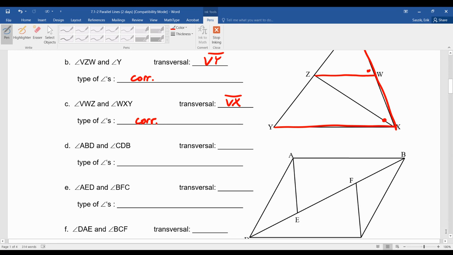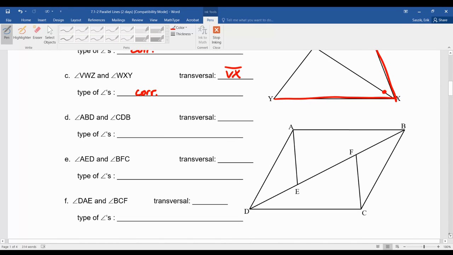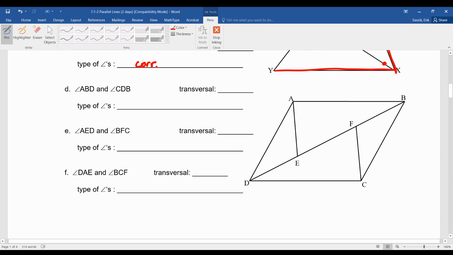Let's go down to the bottom diagram. You should try these on your own first, really, and then just pause this for a moment. So ABD, this CDB, I'm hoping you've seen this right away, that's going to be the Z shape. So the transversal is going to be DB. These are alternate interior.